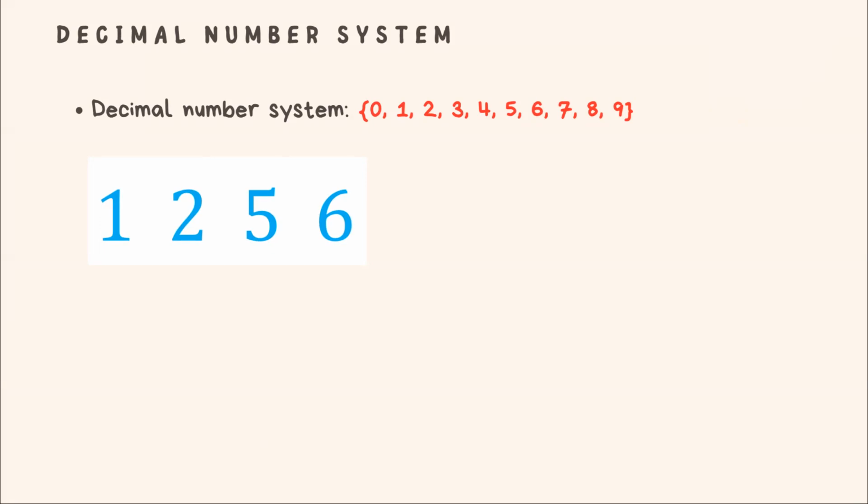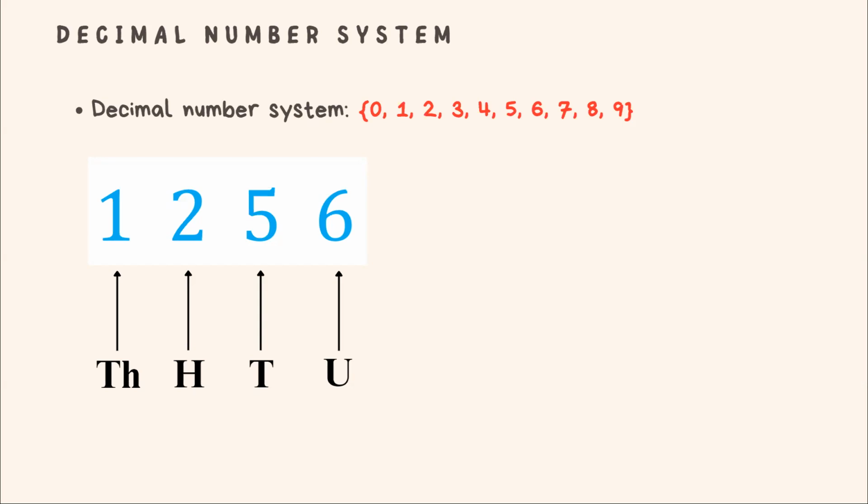So now let's see how we construct a decimal number, right? So here is the decimal number system, and we pick the digits 1, 2, 5, 6, and write them down. So this makes a number that we usually read as 1,256, right? So it is made by the digits 1, 2, 5, and 6. Now, the value of each digit in this number is determined by the position of that digit.